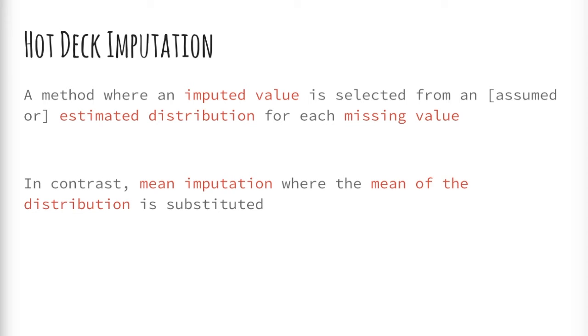Hot deck imputation is a method where an imputed value is selected from an assumed or estimated distribution for each missing value, in contrast to mean imputation where the mean of the distribution is substituted. One common method of hot deck imputation is nearest neighbor imputation. We first define a metric that measures the distance between sampling units. Then we select imputed values from the corresponding units that are near the unit with the missing value.